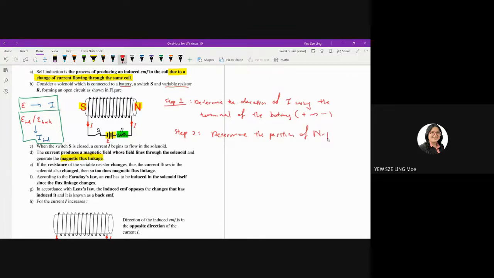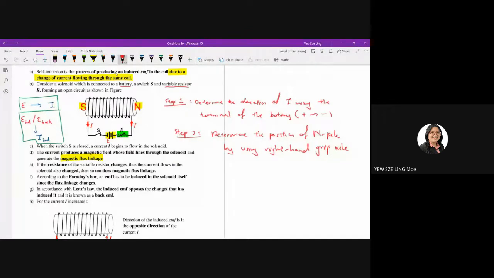And then step number two, you determine the position of the north pole by using the right-hand grip rule. You need the positions of the poles in order to determine the direction of induced current. So you start from step number one, and then step number two determines the positions of the poles. And after that, we will learn how to determine the direction of induced current. But right now, let us go back to the diagram and see what happened.